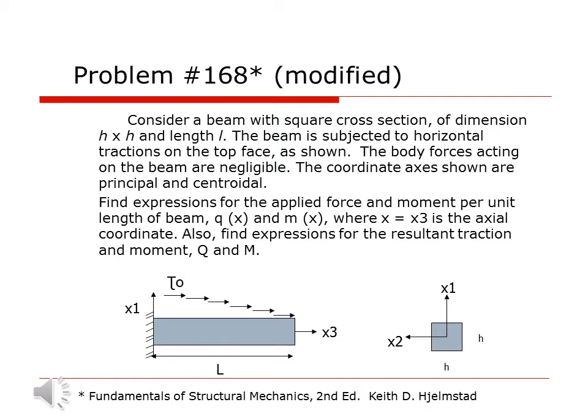Find expression for the applied force and moment per unit length of bin, Qx and Mx, where x is equal to x3 in the axial coordinate. Also, find expression for the resultant traction and moment, Q and M.